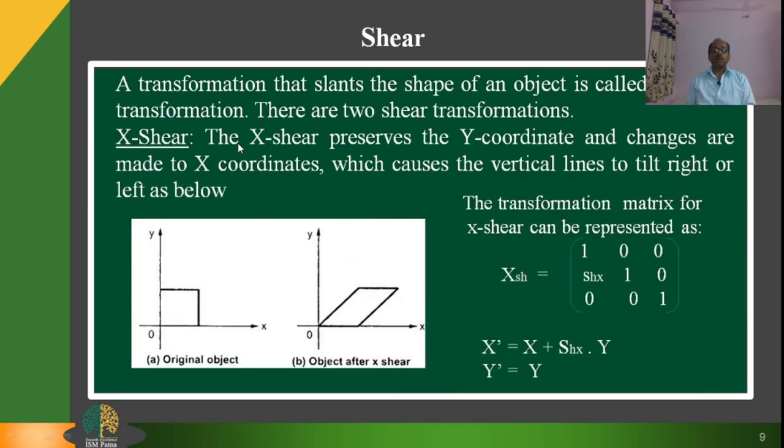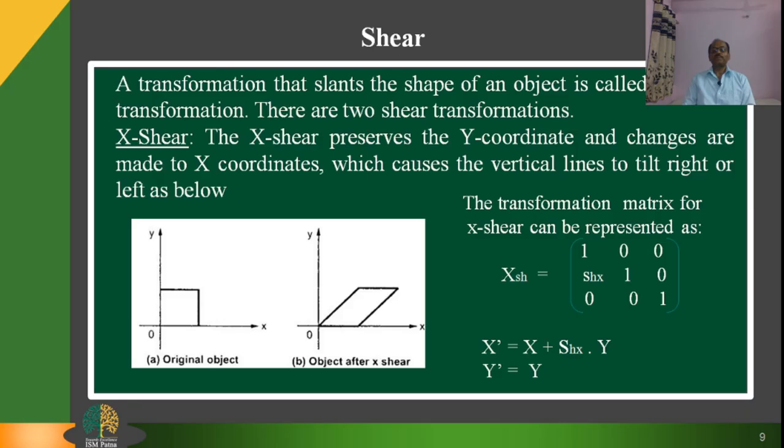Now, we take a look at shearing. Shearing is a method that slants, that is, tilts the shape of an object. Slanting the shape of an object is called the shear transformation.